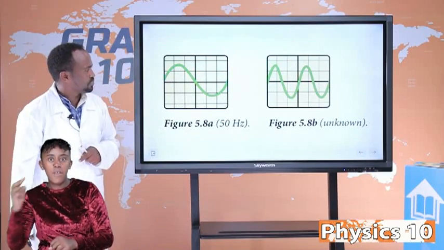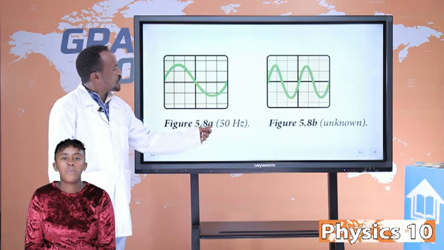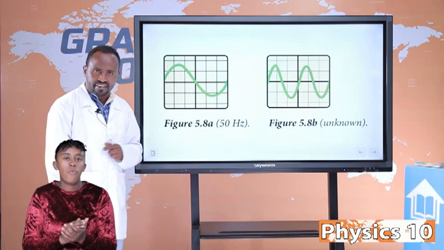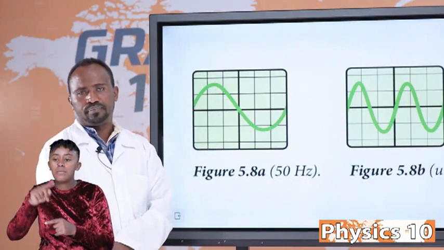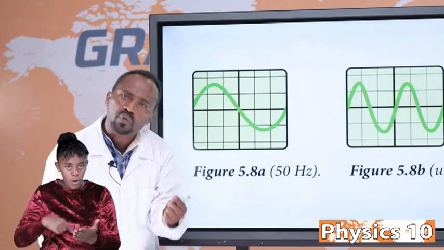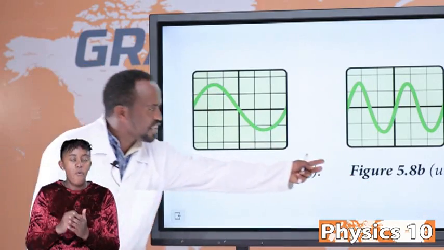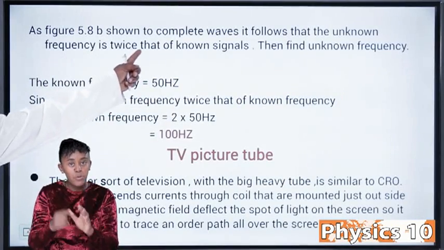Let us see the diagram. Here is the diagram. The frequency of the first signal is known, and it is 50 hertz. We don't know the frequency of this other one, so we are going to calculate the frequency of the second figure.